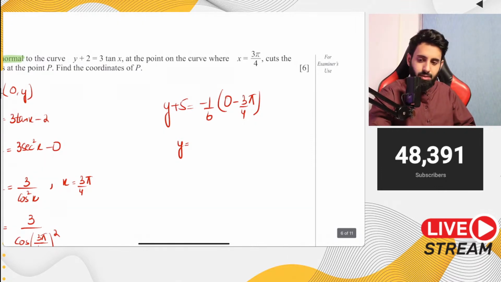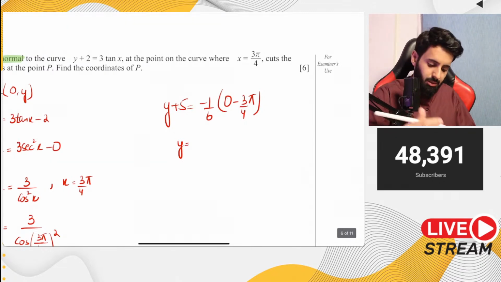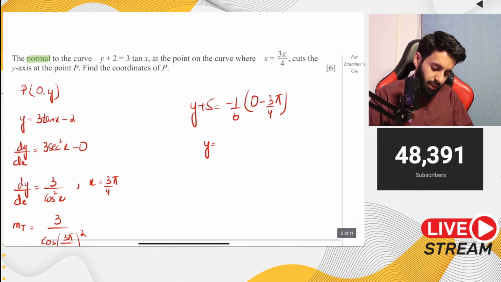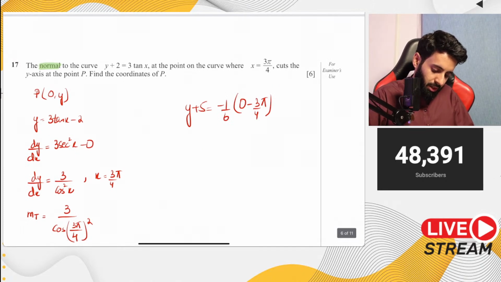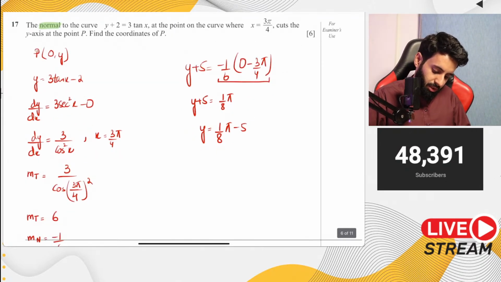Then minus 5. So the question does not say anything such as you need to give your answer in its exact form or anything. You just need to find the coordinates of P. But I'll let you know what exactly I'm looking at. Y plus 5, when you plug it in your calculator, turns out to be 1 upon 8 pi. So if you make y the subject, this turns out to be 1 upon 8 pi minus 5. And now we have the coordinates of P. The coordinates of P are 0 comma 1 upon 8 pi minus 5.